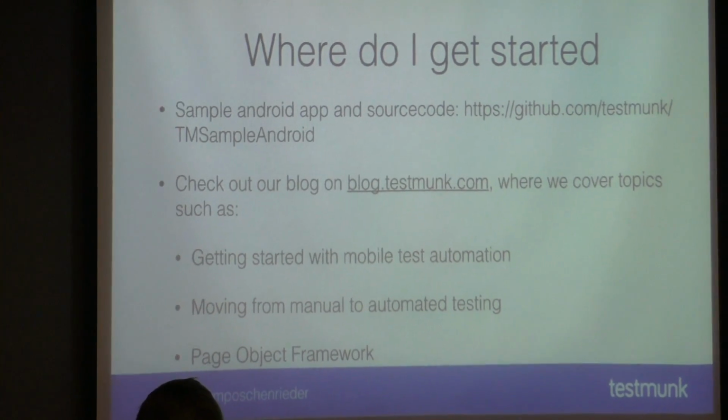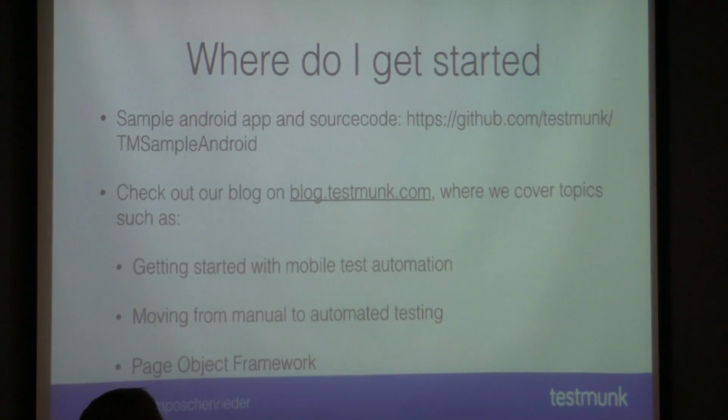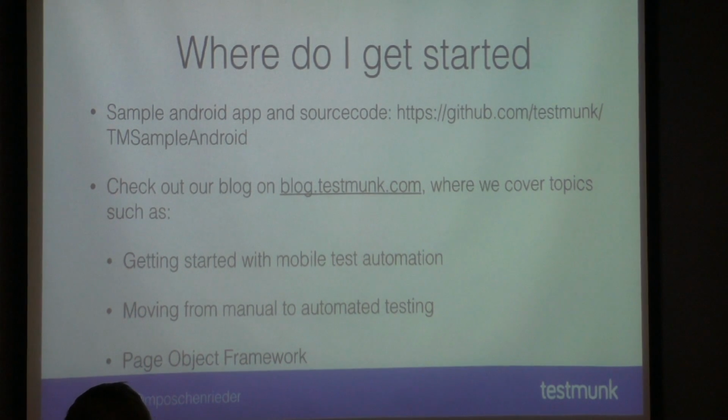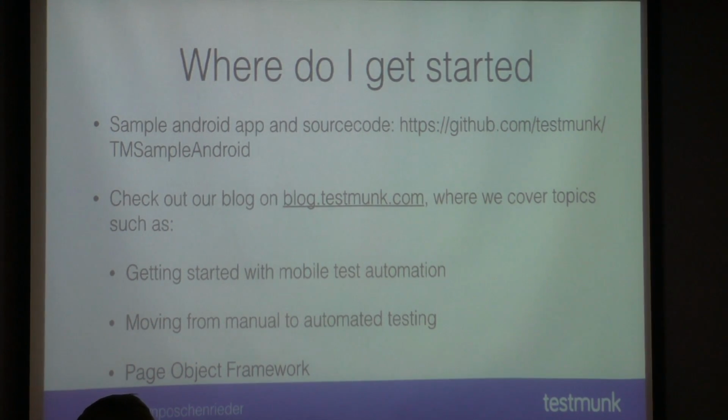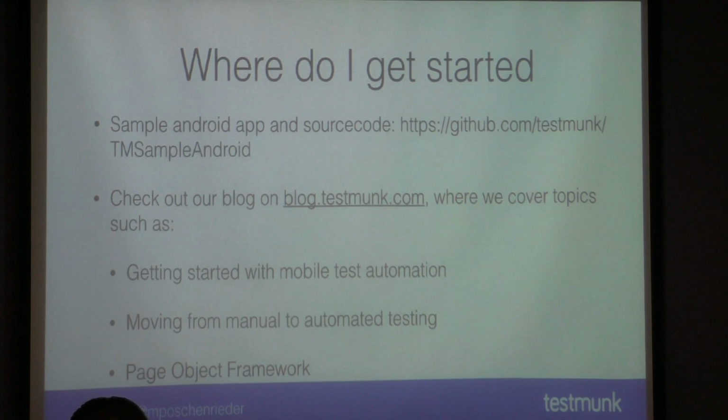So where do I get started? I have here the link to a sample Android app and source code. It's on GitHub, open source, you can just download it. It's actually the app that I just shared with you guys. We have a blog on blog.testmunk.com where almost every week we have a new content piece. We have a beginner guide on getting started with mobile test automation. We covered moving from manual testing to automated testing, the Page Object Framework, a big tutorial, and many other things.